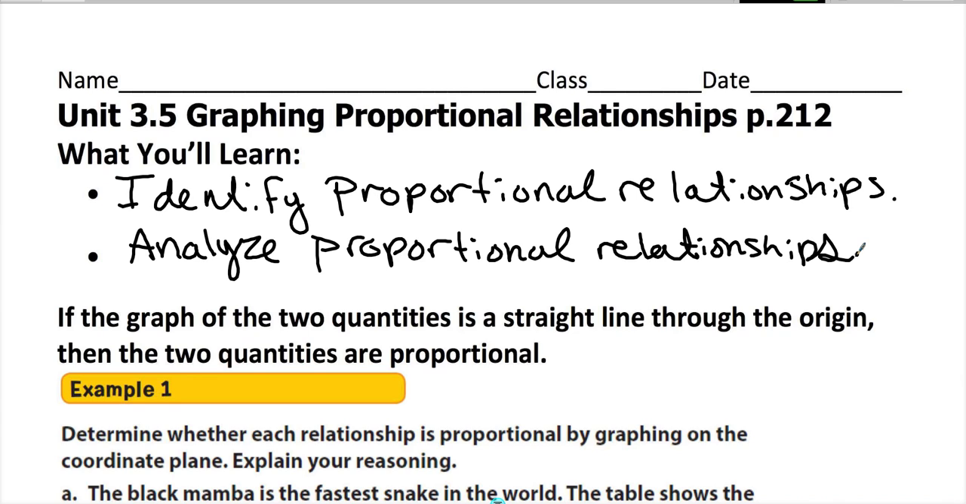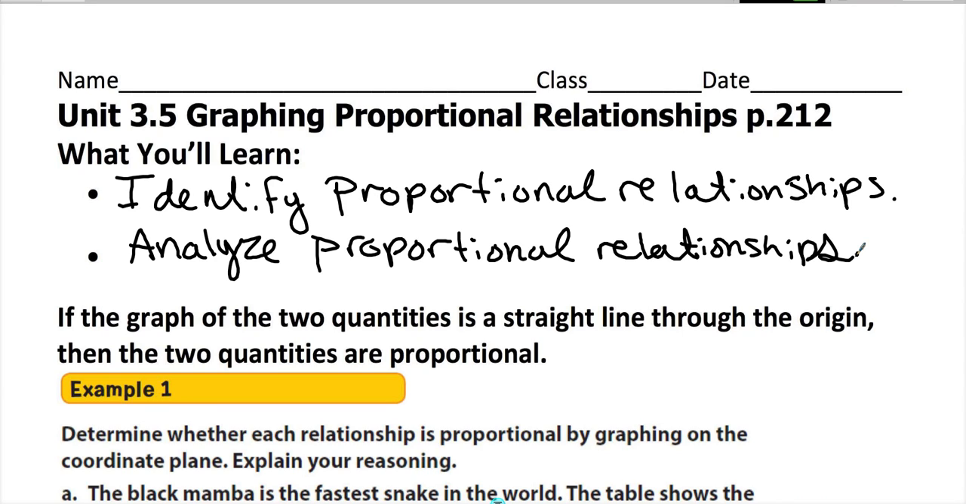All right. The first thing I have for you is what you really need to know for today. This basically dictates the rest of the lesson. It says if the graph of two quantities is a straight line through the origin, then the two quantities are proportional. So what that means is when we graph these things out, it has to make a straight line. Straight just meaning like it has to be going up. It can't zigzag, so it can't go up and then down and then straight across. It has to be a straight line.